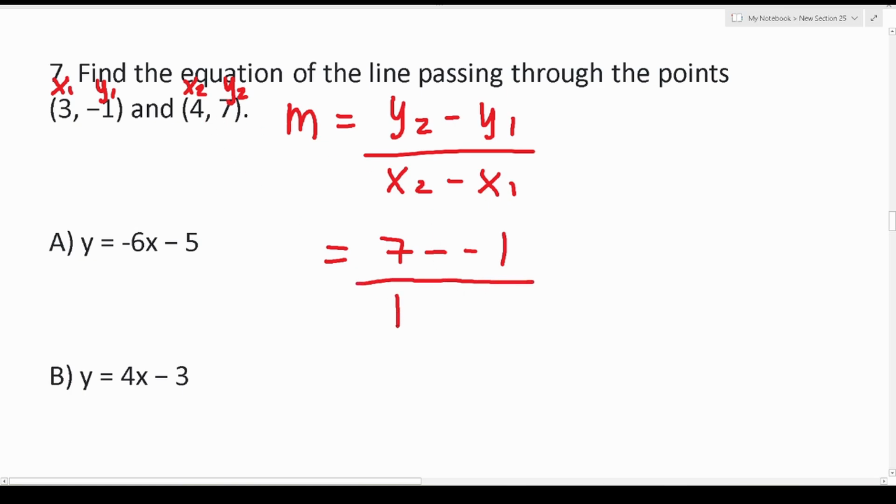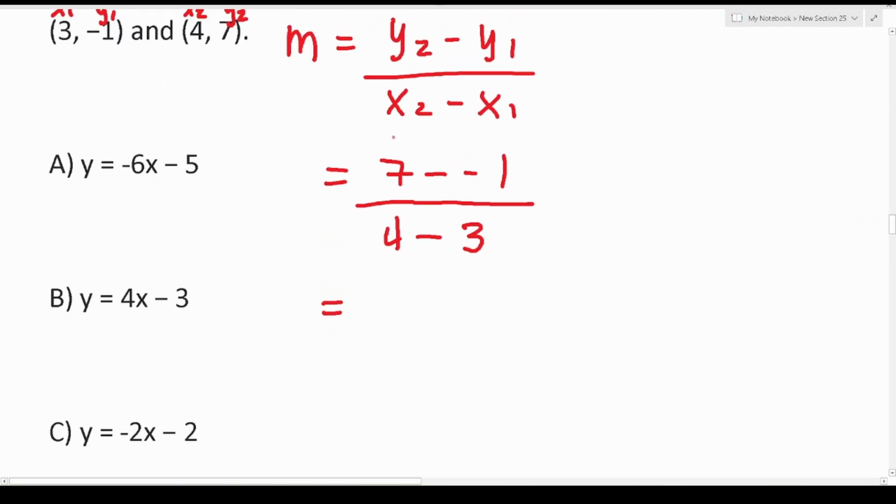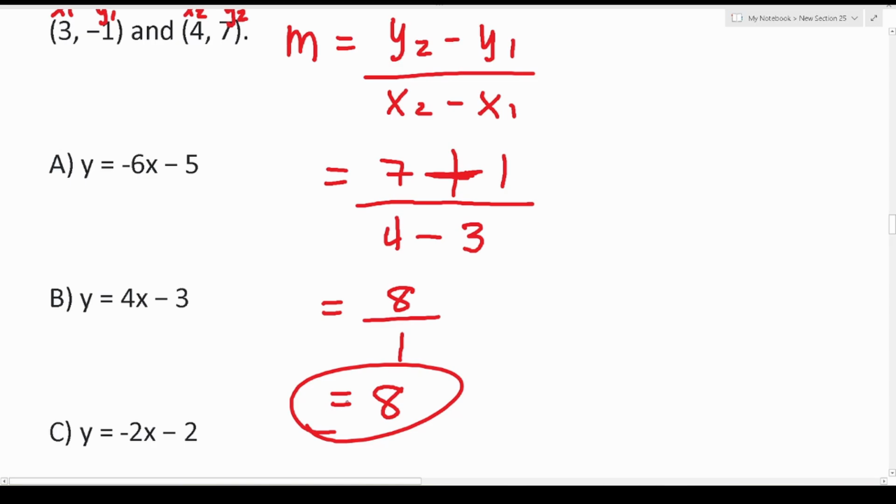x2 is 4, minus x1 is 3. Okay, let's deal with this negative, negative. Negative, negative is the same as positive. So this is 7 plus 1, which is 8. And then this is 4 minus 3, which is 1. 8 over 1 is just 8. Again, anything divided by 1 is just that number. All right, so we can see our slope is 8.